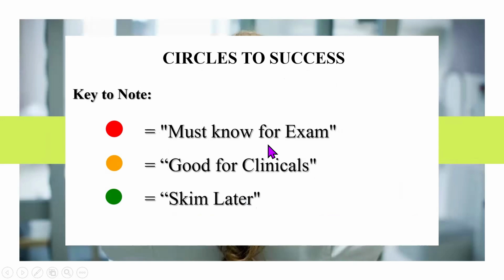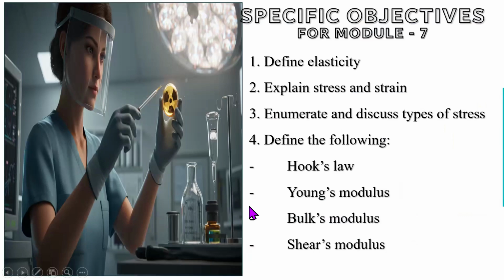As we all know, the circles of success remain the same. Red circles are must-know areas for your examination. Orange circles are good for your clinicals, and green circles ask you to skim through this video at later times.